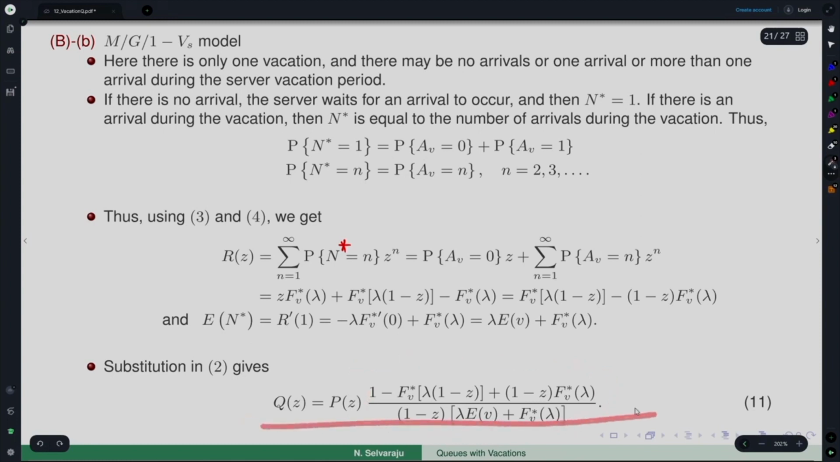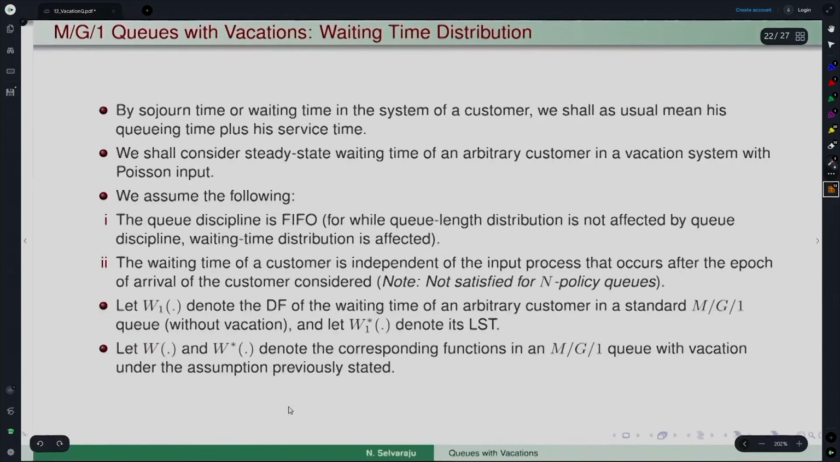So, this is the total queue length distribution at the departure epochs as far as your M/G/1 queue with vacation is concerned. You see that we are given the decomposition result, and in these two specific cases we have obtained the PGF of the M/G/1 queue with vacation model.